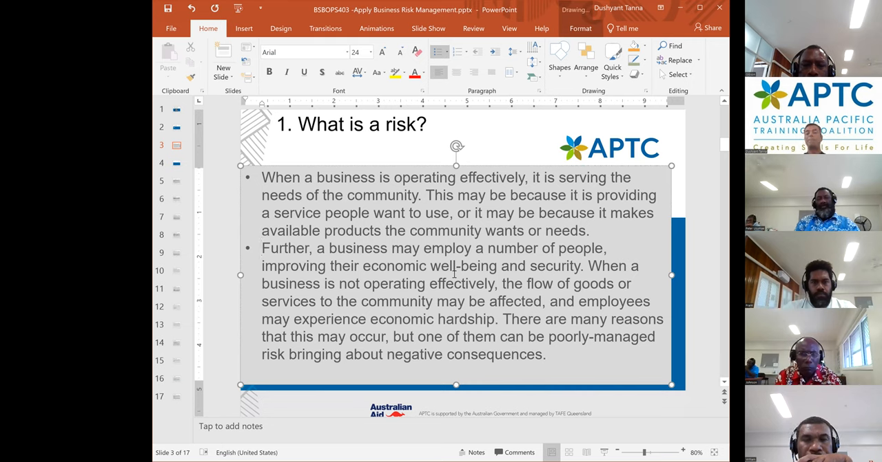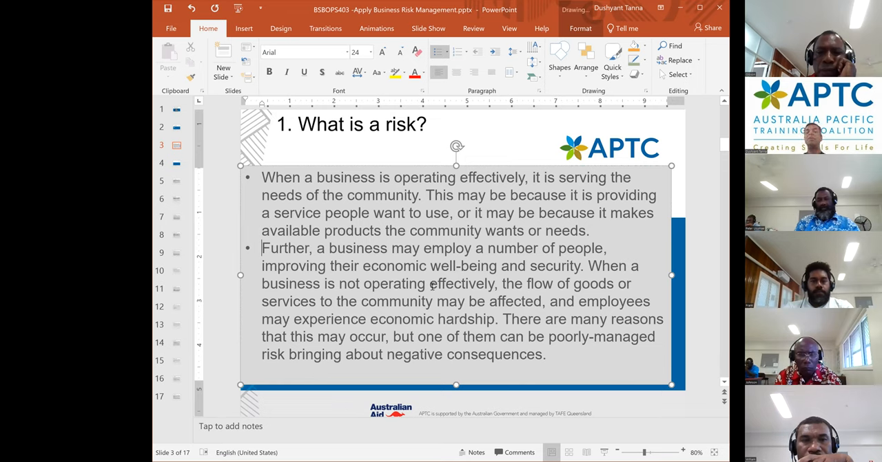When you employ someone, like you are employed, that boosts up your economic well-being, isn't it? We get money, we get salary, from which we take care of our basic needs, taking care of our family, their education, their health, and everything. So that's why your well-being and security is increased.